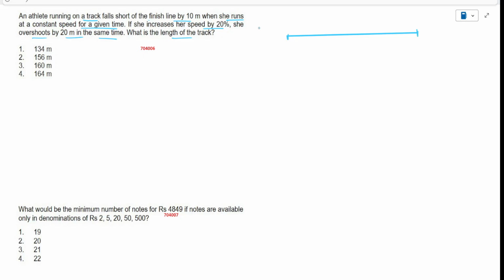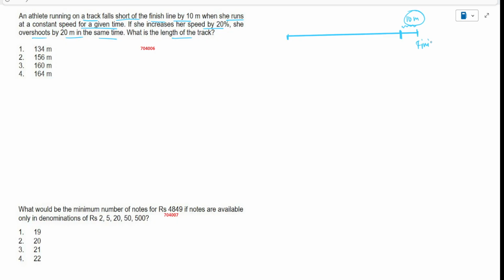So if she runs at a constant speed, then what does it say? The athlete running on the track falls short by 10 meters from the finish line. So at the given time, she is 10 meters short of the finish line.